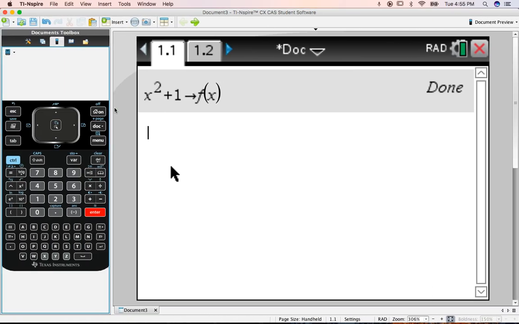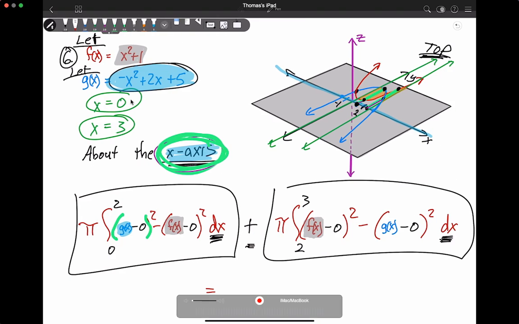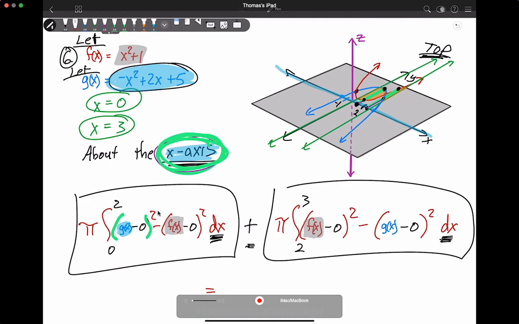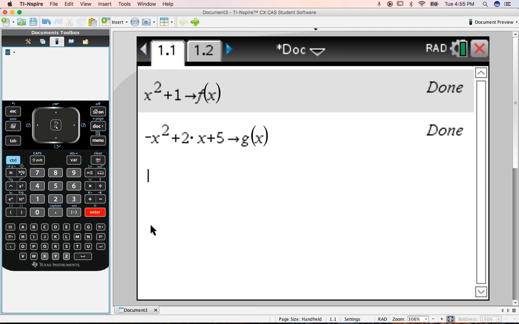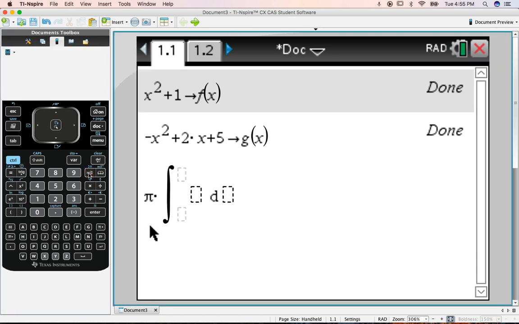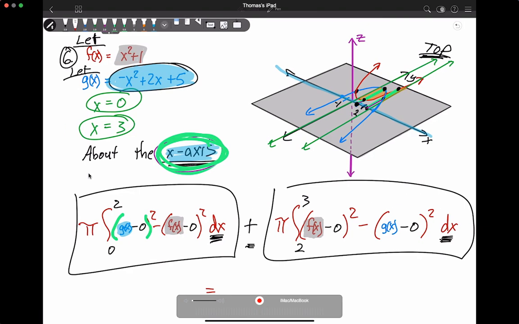And then the other function, which is negative x squared plus 2x plus 5, I'm going to control store this as g of x. Okay, and again, this function is stored now as g of x, because that's what I named it. Now all I have to do is just type all of this in, and I'm good to go. I could do 2 problems, which I'm going to do for the sake of instruction. So I'm going to do this washer method of pi, and then it's multiplied with the integral. And the first one was from 0 to 2.